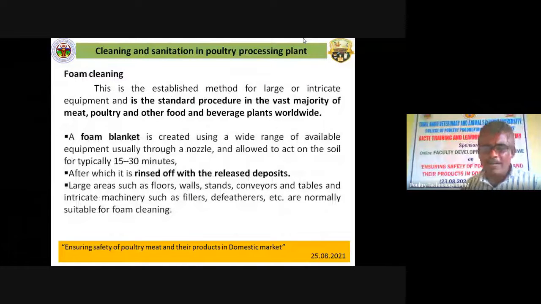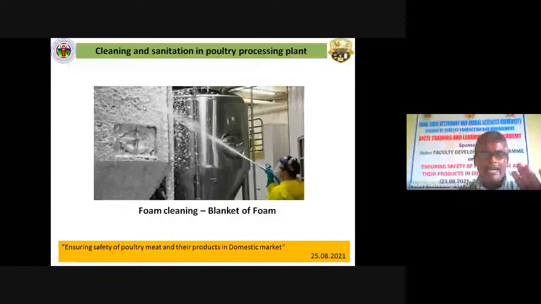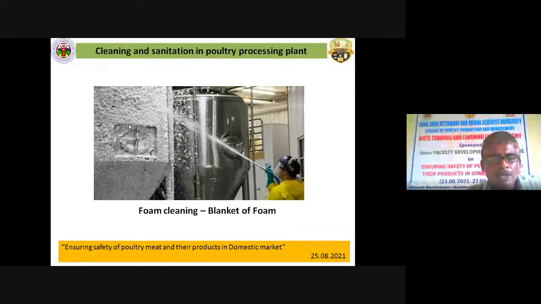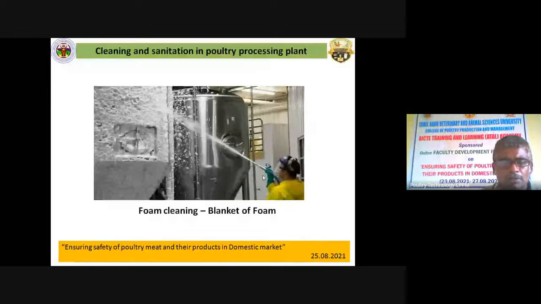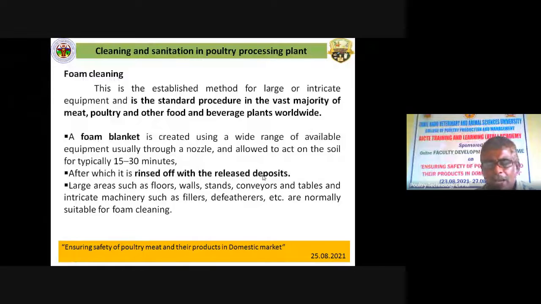So the second mode is foam cleaning, which is a standard procedure applied in the majority of meat, poultry, and other food processing plants worldwide. In this procedure, a foam blanket is created over the surface to be cleaned and disinfected. You see, this is the equipment surface over which we develop a blanket using the foaming agent. This foaming agent forms a foam over the entire surface of the equipment that has to be cleaned and disinfected, and we give a contact time of 15 to 20 minutes. This foam is applied through the nozzle over the surface of the equipment. After allowing 15 to 20 minutes, we can rinse off the foam blanket using water.